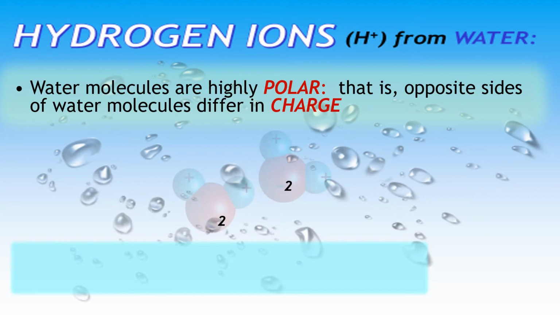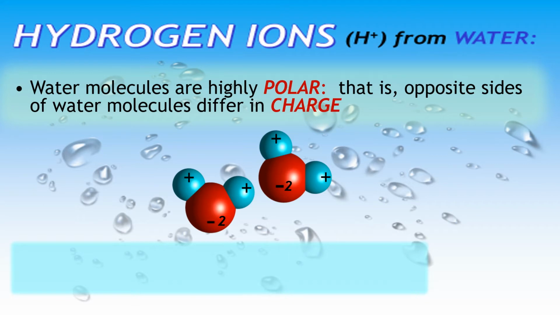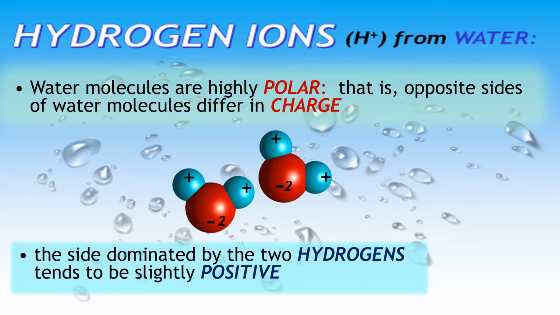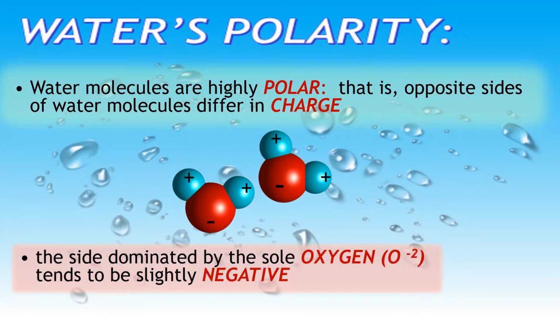Now, why is it that we have charged molecules at all when they're dissolved in water? Well, let's remember that water molecules themselves are highly polar. That is, opposite sides of water molecules differ in charge. In this illustration, the side dominated by the two hydrogens, shown in blue with plus signs, tends to be slightly positive, whereas the side dominated by the sole oxygen, which is -2, shown in red, tends to be slightly negative. From a distance, the water molecule is neutral because the charges cancel out, but if you're on the hydrogen side, you might measure a slight positive charge, and on the oxygen side, you might measure a slight negative charge.